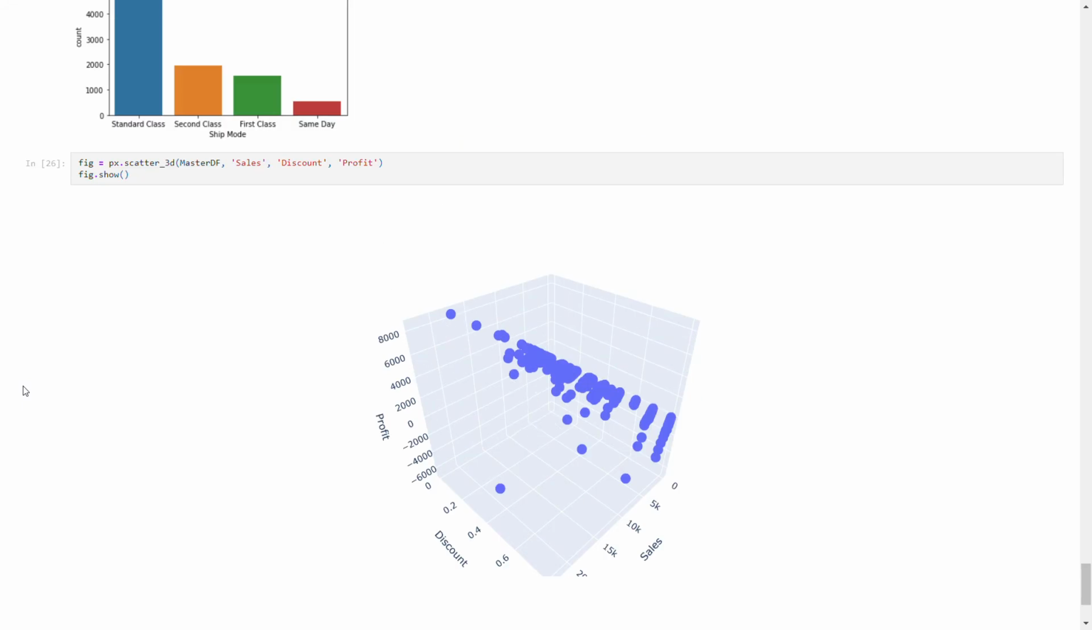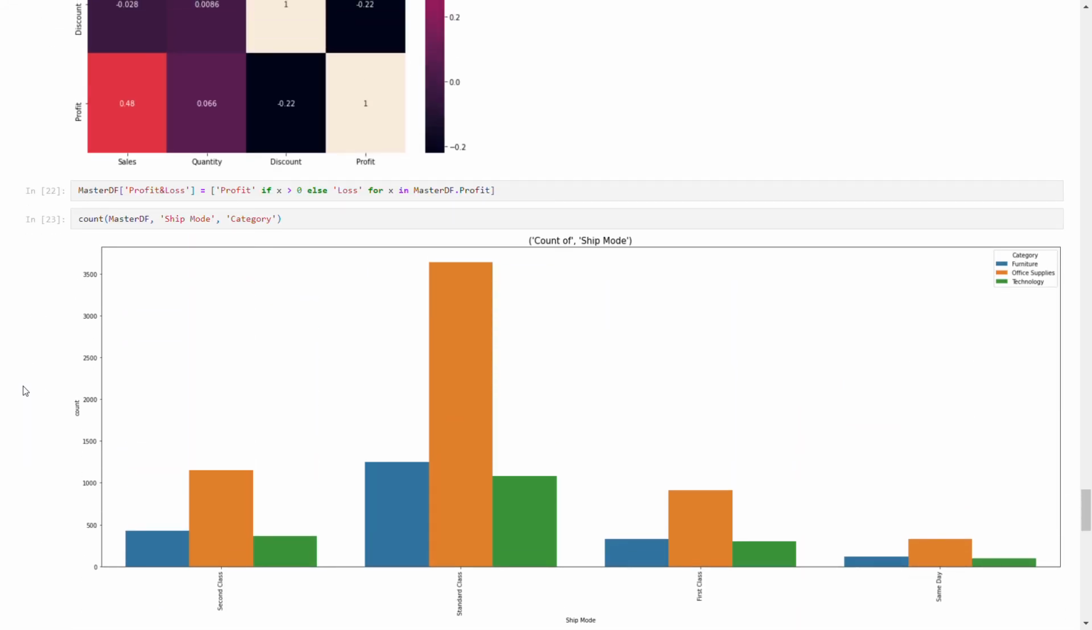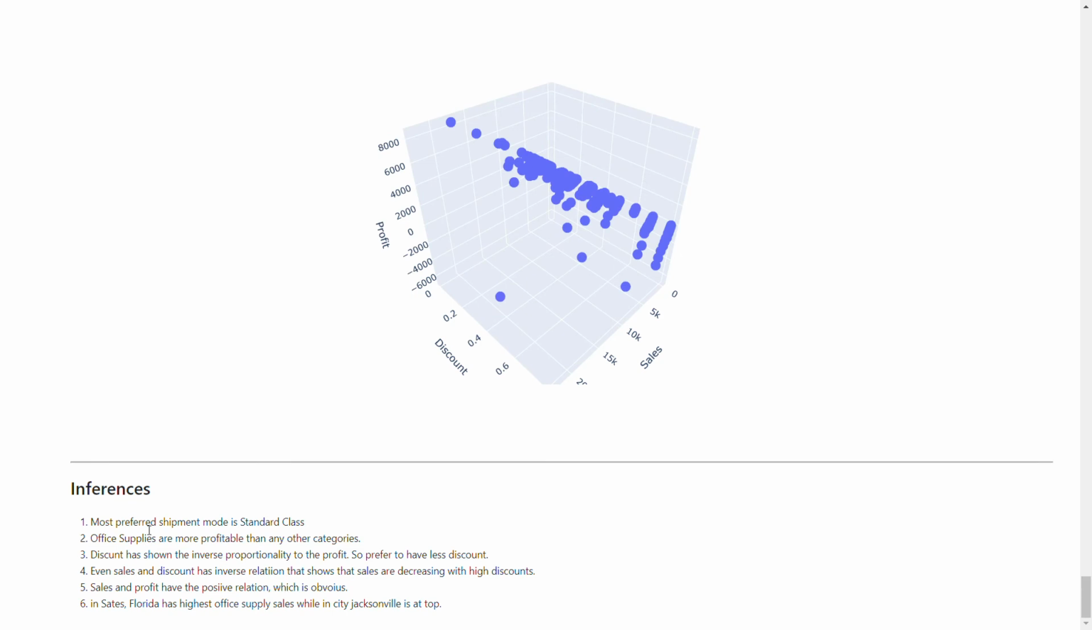If we put all the points in a conclusive way, we get six inferences. The most preferred shipment mode is the standard class. Office supplies are more profitable than any other category. Discount has shown inverse proportionality to the profit, so prefer to have less discount. Even sales and discount have an inverse relation, which shows that sales are decreasing with high discounts. The reason may be that people might not trust heavily discounted things; they may think that there is some problem with this stuff, that's why they are giving the discount. Sales and profit have a positive relationship, which is obvious. In the states, Florida is the highest, and Jacksonville is at the top in the case of office supplies.